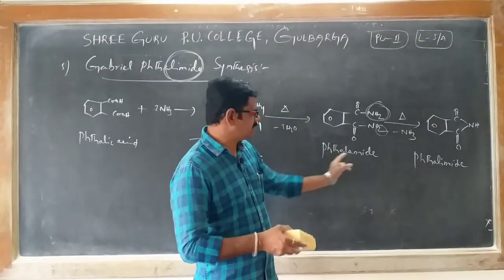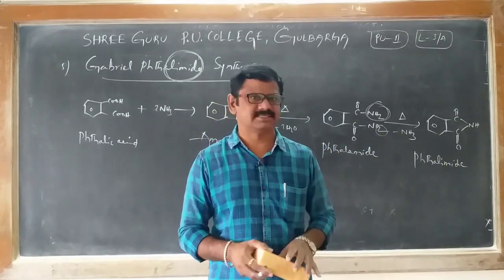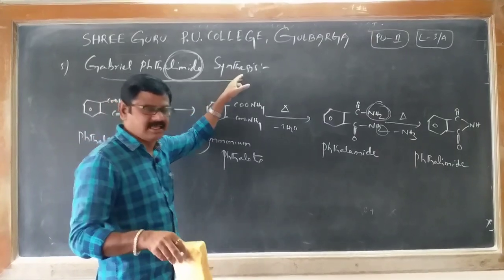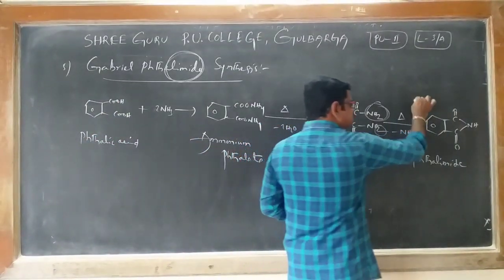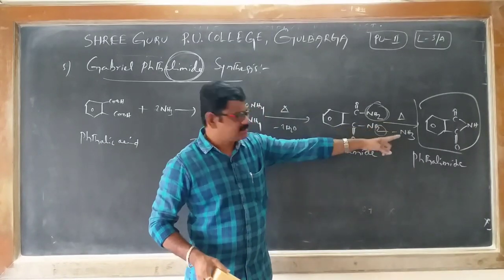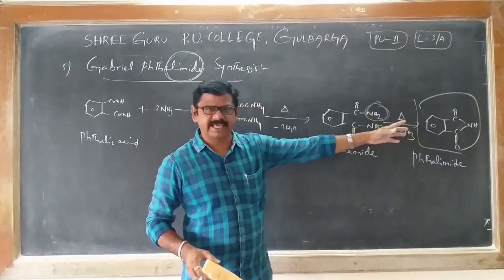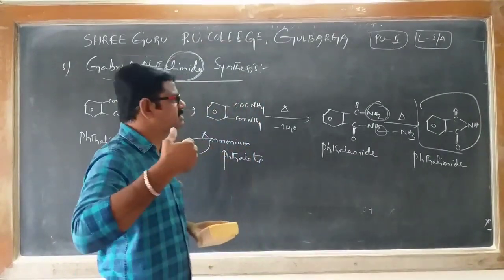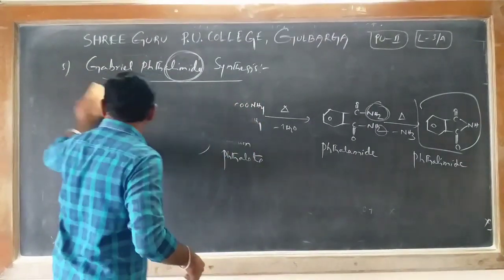Be careful regarding the names as well as the structures. Now, in the Gabriel phthalimide synthesis process, our main starting compound is this one. We will take that compound and get our required amines. That process we'll discuss now.